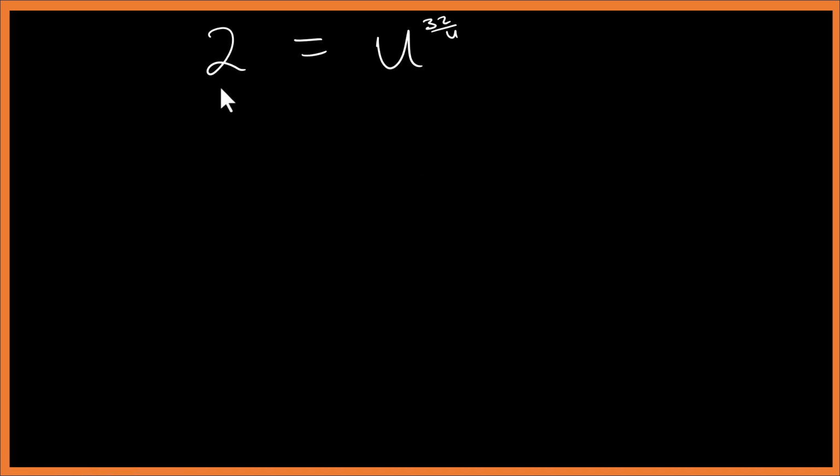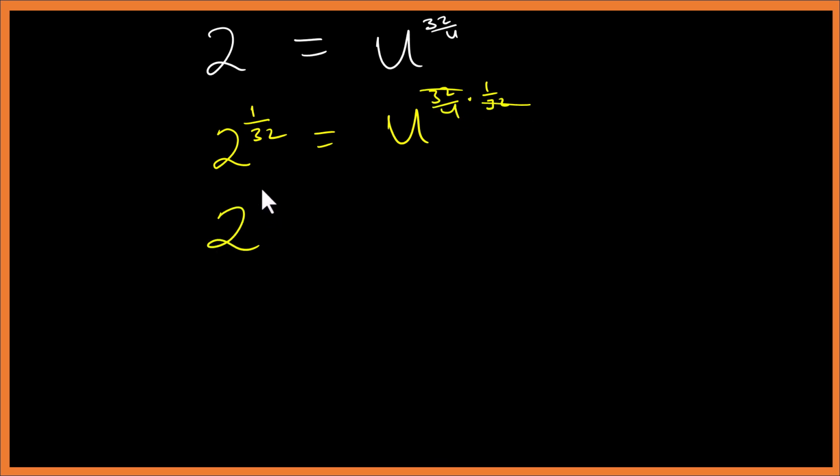Alright, so let's remove this 32 here. So this side will be 2 times 1 over 32. Now we have u raised to 32 on u times 1 on 32. So once I do that, this one will cancel. Now we are left with 2 to the power 1 on 32 equals u raised to 1 on u. So we have u raised to 1 over u here.